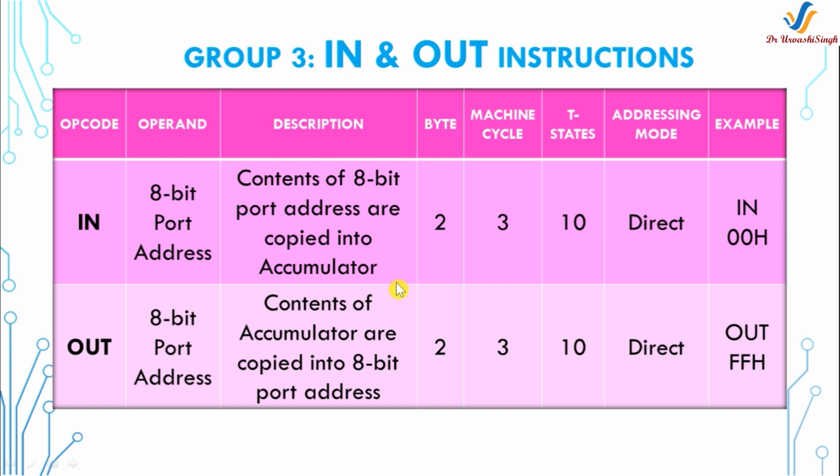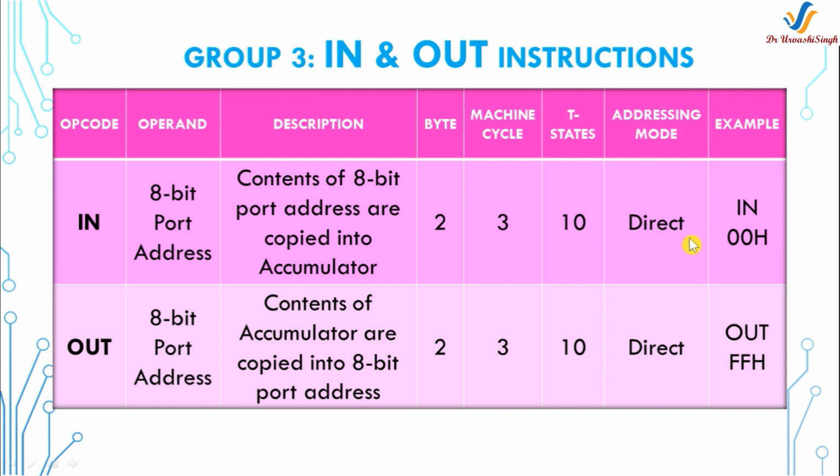The microprocessor can communicate with IO devices via the accumulator register only. So in this instruction, the second byte is for this 8-bit port address and the second machine cycle will be memory read, because the user is providing this 8-bit port address in memory and the microprocessor is reading from the memory. The third machine cycle for this instruction is IO read, for taking input from this port and copying it into the accumulator. Total T states required are 10.